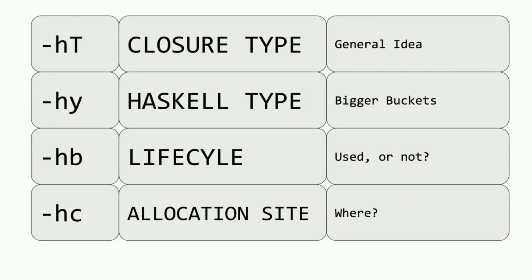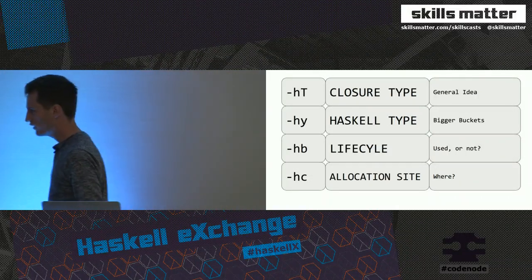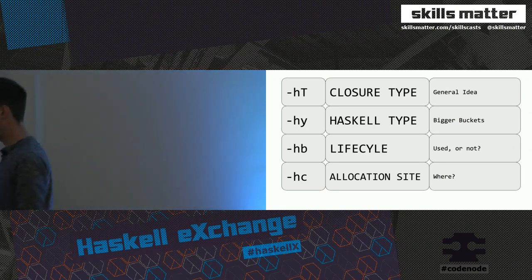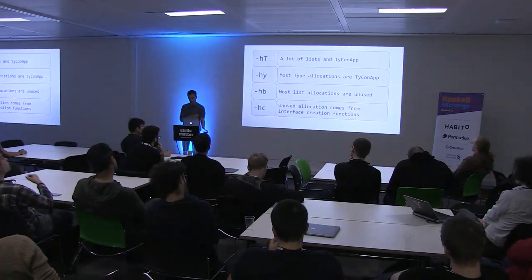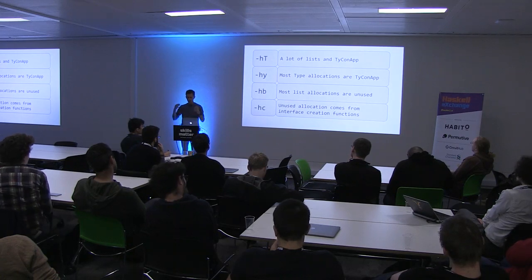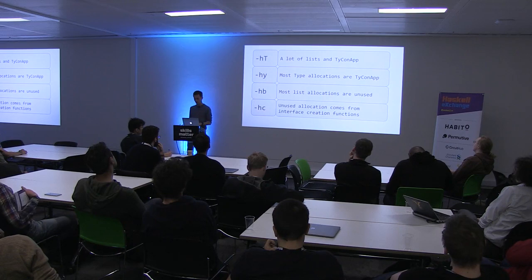So just to recap, we saw these 4 profiling modes, and they told us different things. So we've got a general idea. Then we used some slightly bigger buckets to check if there were any small bands which added together would have caused some more cause for concern. We checked the life cycle of the closures using HB, whether something is used or not. And then finally, we used HC to check where this unused memory is actually being allocated from. So these are some of the things they told us. We have these Tycon apps and lists, and most allocations come from Tycon app, and all this stuff. So we've got this information.